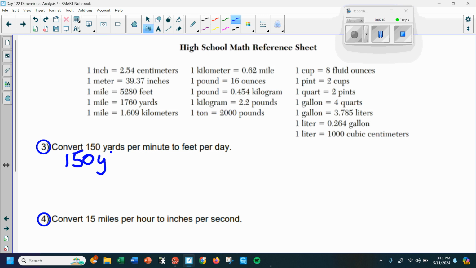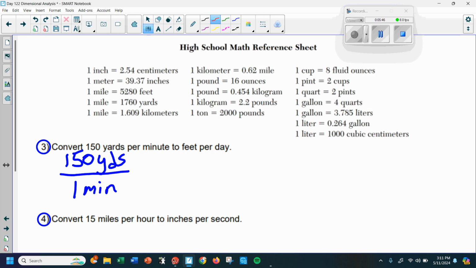150 yards per 1 minute. And we got to get it into feet per day. Now, let's get yards into feet first. Now, the thing is, you can see all the conversions on top, but if you notice, they don't talk about yards and feet. That's because the New York State Regents expects you to know that in your head. So 1 yard is 3 feet.